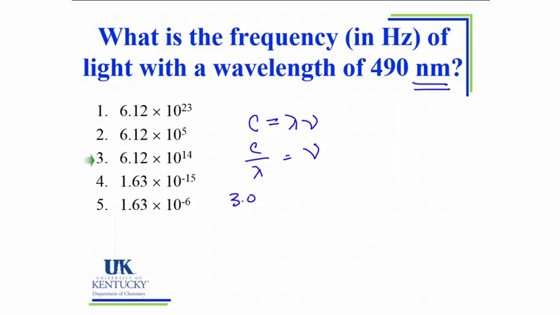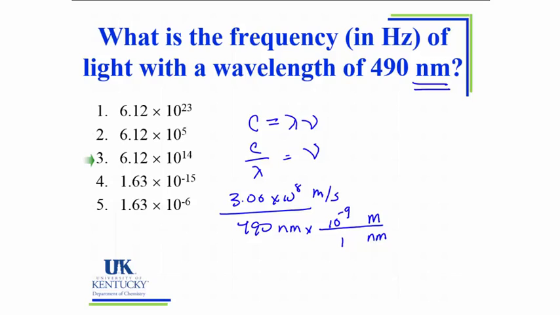You don't want to just put in your numbers and 490 and divide those. That'll get you the wrong answer. If you watch your units, you know that this speed of light is in meters per second, and this is in nanometers. So you can't leave it in nanometers. Units won't cancel. 1 nanometer is 10 to the minus 9th meters, and now the nanometers are canceling, the meters are canceling, and you're left with 1 over seconds, and that will give you the correct answer.